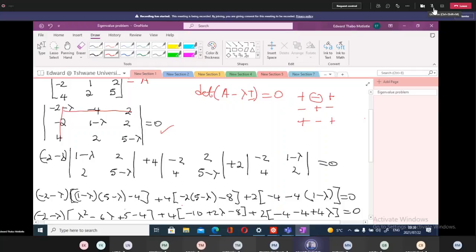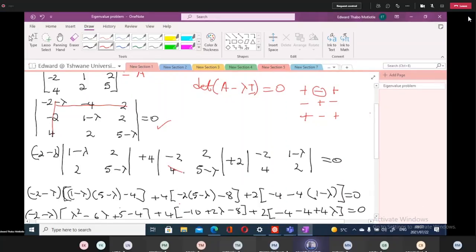Okay. And then you hide again. This time you hide the middle column and the top row. So you have minus 2 and 4, 2, 5 minus lambda. That's how I got those ones. And then the last one, you can see here, this is positive 2. Then you hide the last column and the top row. So you end up with minus 2, 4, 1 minus lambda, and 2. The determinant is calculated the same way we have been doing it.